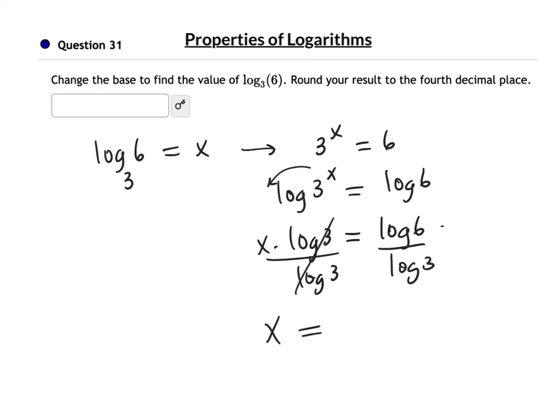Again, notice what it is. The log of 6 divided by the log of 3. That's the change base rule. 4 decimal spots is 1.6309.